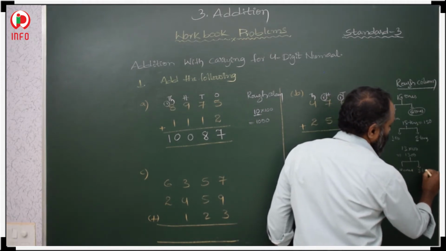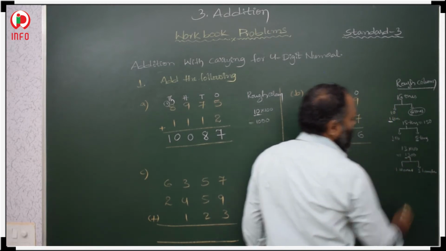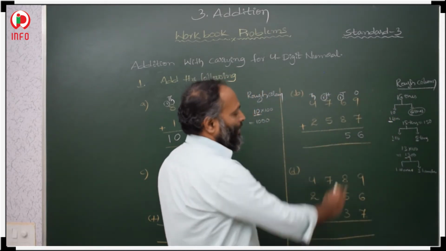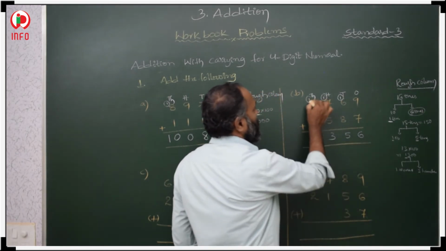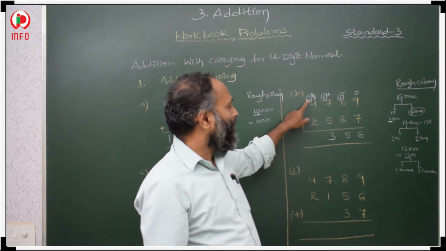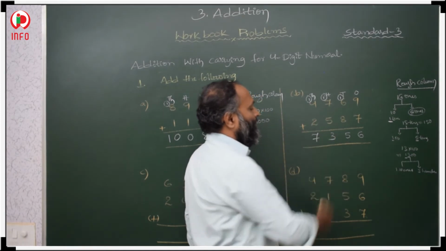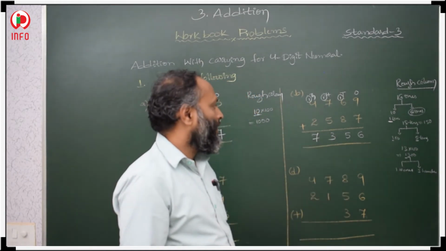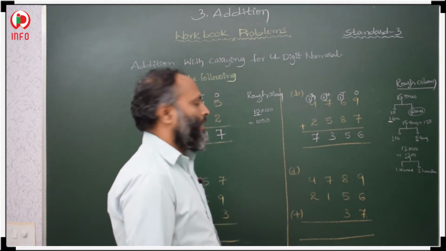3 hundreds. 1300s. That is 1300. 3 hundreds in the hundreds place and 1000 is here. Then 4 plus 1, 5. 5, 6, 7. That should be here. 7356 is our answer.